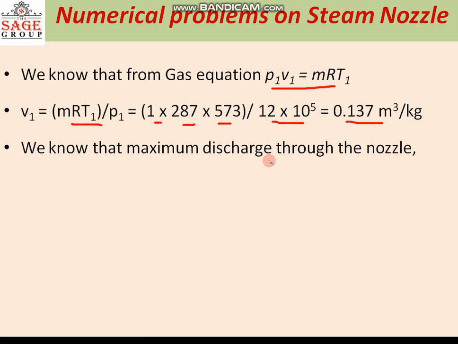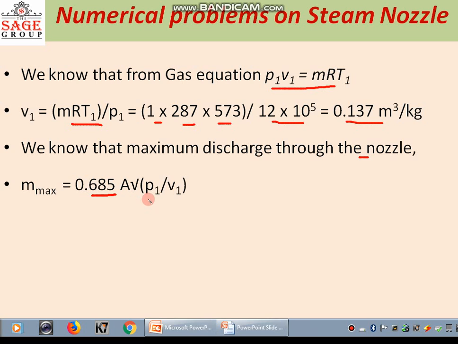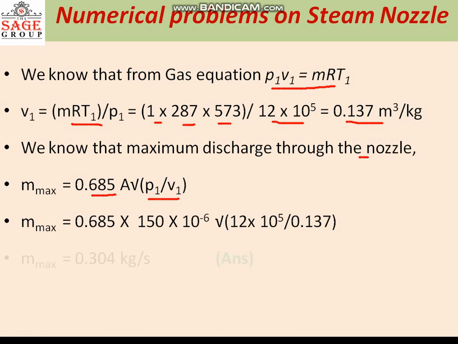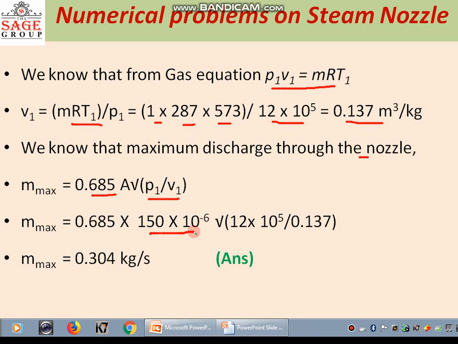We know that the maximum discharge through the nozzle is given by the relation m max equals 0.685 A square root of P1 by V1. So by putting the values, m max equals 0.685 into A, which is 150 into 10 to the power minus 6, P1 is 12 into 10 to the power 5 and V1 is 0.137. On solving, we get the maximum mass m max equal to 0.304 kg per second. This is the answer of the question.